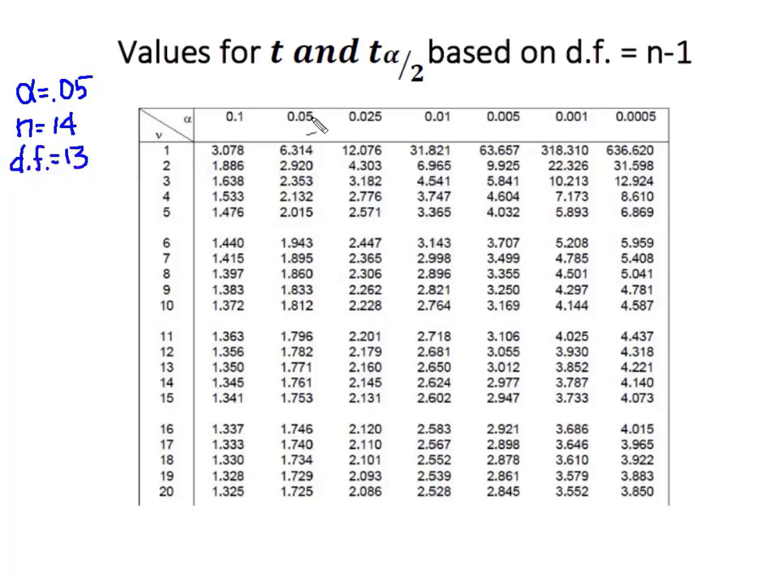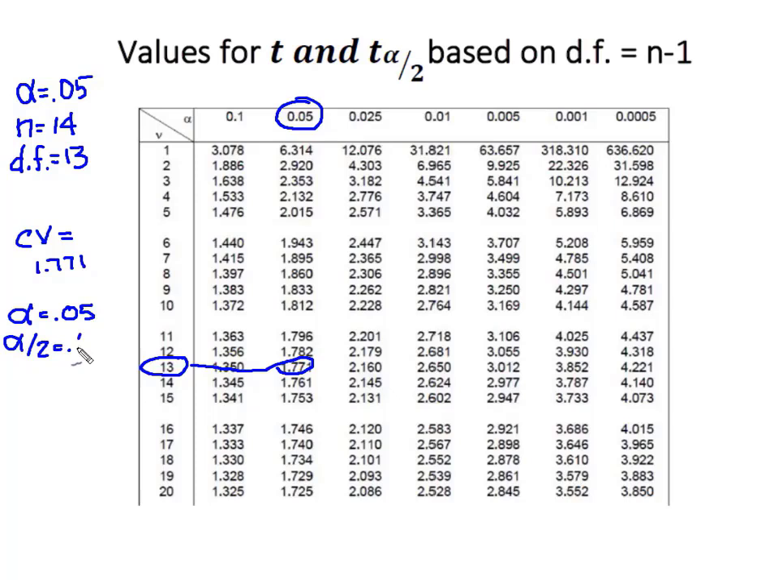So I'm going to find my alpha of 0.05. I'm going to come down here and find my 13 degrees of freedom. I'm going to find the intersection of the two, and now I know my critical value is equal to 1.771. If I was running a two-tailed test at an alpha of 0.05, remember a two-tailed test, I'm going to split my alpha in two. That's going to give me 0.025.